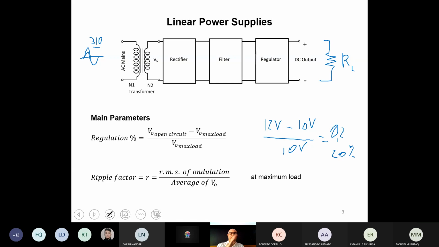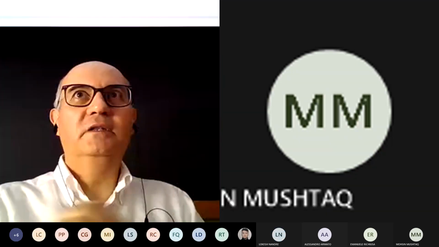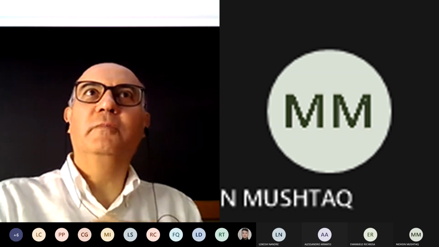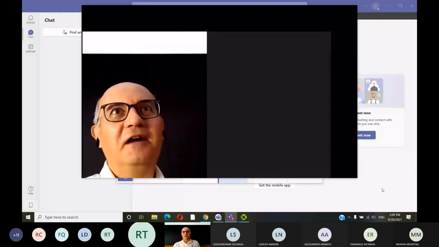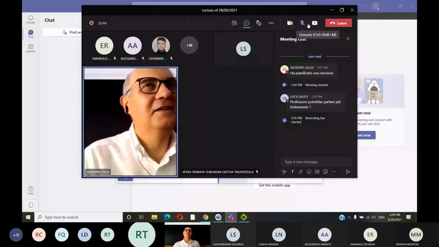In the data sheet of good devices, they always tell you how the measurement was made. If you don't see this information, it means that they are trying to sell you something bad. This is something that you must be very careful about when you look at the data sheet of some product. Most of the time, they are trying to fool you.